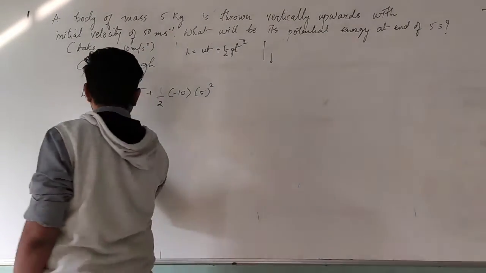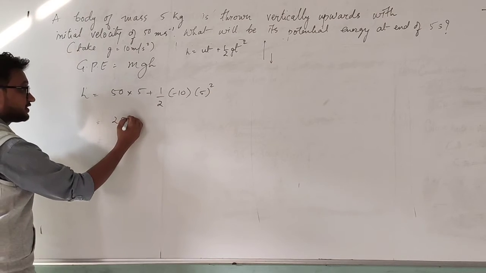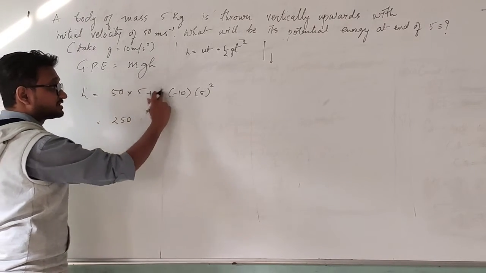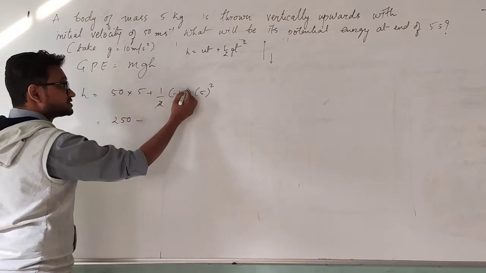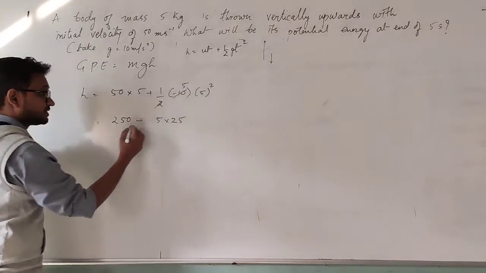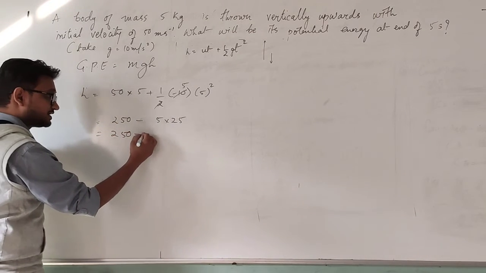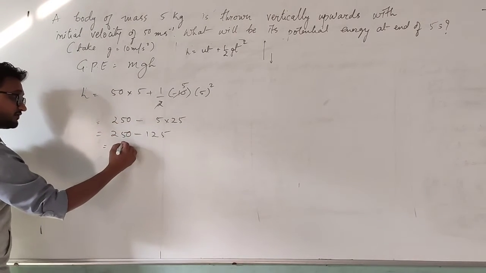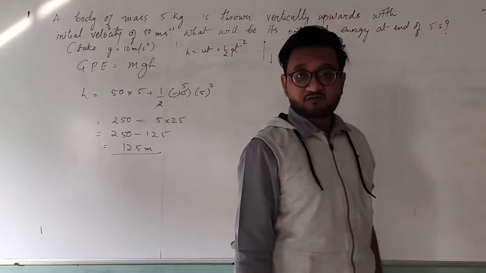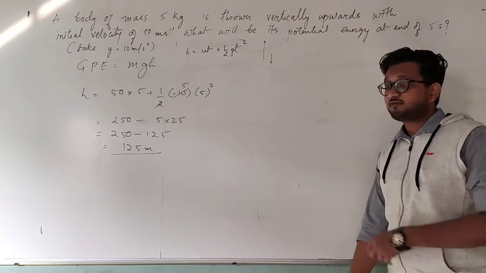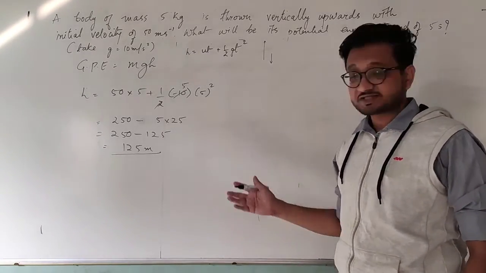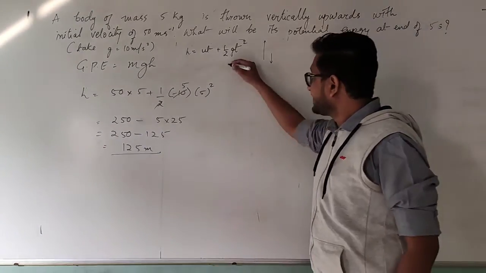So this becomes 5 into 5 is 25 times, or I can add plus into minus because everything is in multiplication, so I can write minus, and this becomes 5 and this becomes 25. So it becomes 5 into 25, so 250 minus 125, and the final answer is 125 meters. So that object of 5 kg will reach a height of 125 meters. Quite simple. Okay? Now we have the height.